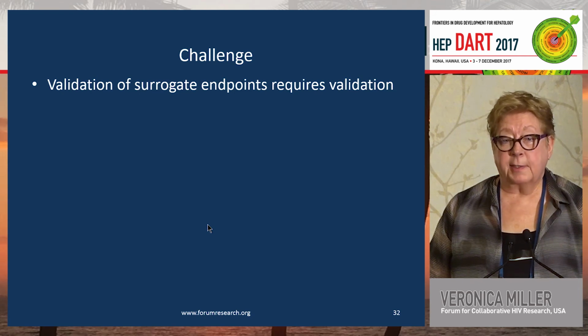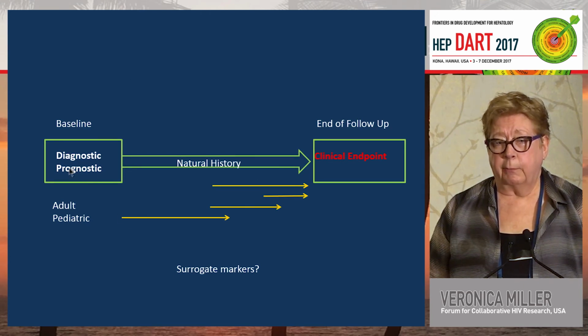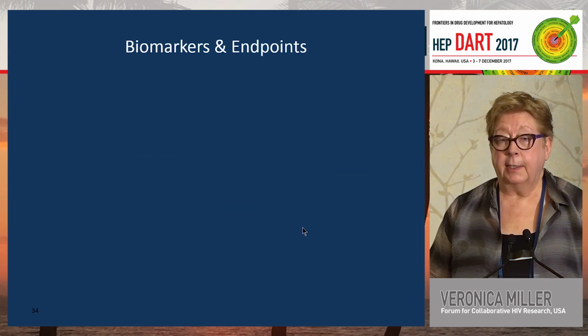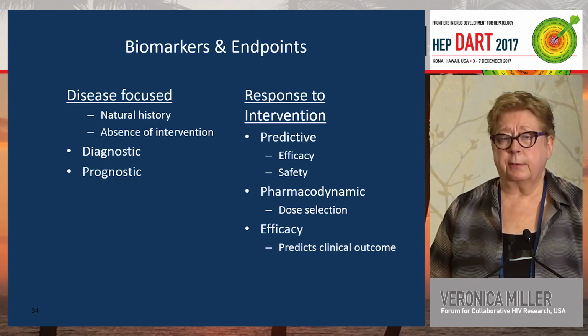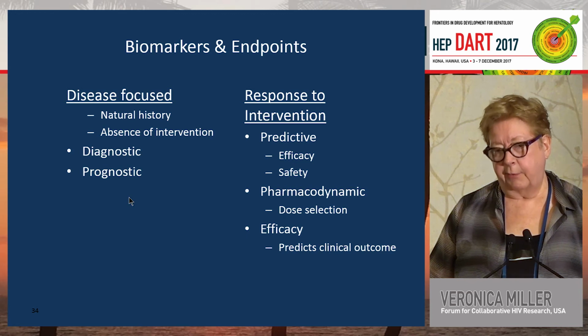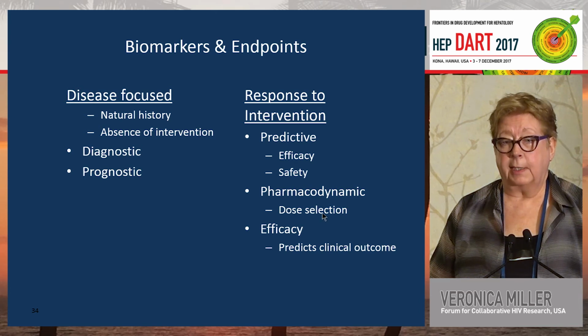So the challenge basically then is, at the moment, the validation of a surrogate endpoint requires validation. And to go back to this slide, we want to go from here to here, but really just be able to use these surrogate markers to predict and have those be validated. So we heard yesterday again about the context of use, and I like to divide the biomarkers and endpoints into disease-focused and response to intervention. So for disease-focused, we need to diagnose and we need to have prognostic biomarkers. How quickly is that patient going to advance in the absence of an intervention? So it's basically natural history. And then for the response to an intervention, we have the predictive, the pharmacodynamic, and the efficacy biomarkers.